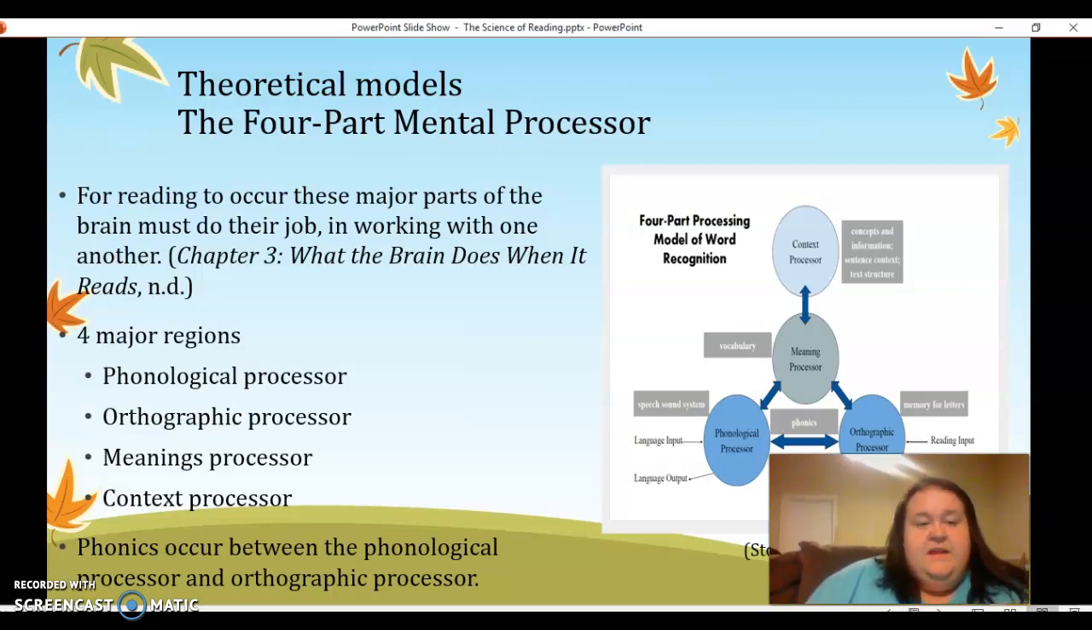Last but not least, the context processor, which is also located in the temporal area. Its job is to interact and provide support to the meanings processor. It interprets the right meaning, due to some words having multiple meanings and how that word is used. Phonics also always takes place in between the phonological and orthographic processor.